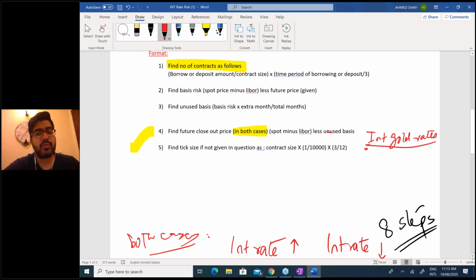Then you need to find the future closeout price in both cases, increased interest rate case and decreased interest rate case. It's spot minus LIBOR less unused basis. Then you need to find the tick size if it's not given in the question. It's contract size into 1 over 10,000 into 3 over 12.